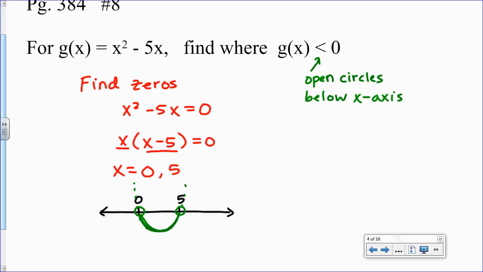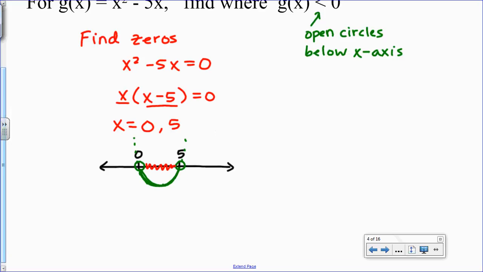When you solve inequalities, you write your solutions in interval notation. So on the number line, this is the part that's shaded. So the part that's below is between 0 and 5. And I have open circles there. So when I write my solution, I have 0, comma, 5, and parentheses on both ends. All right, questions about that?